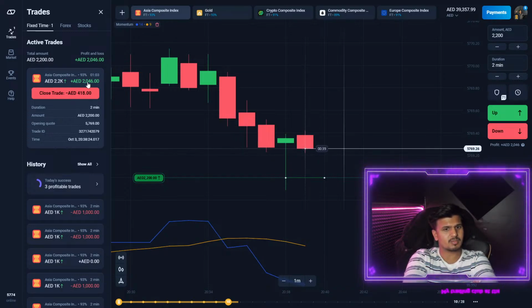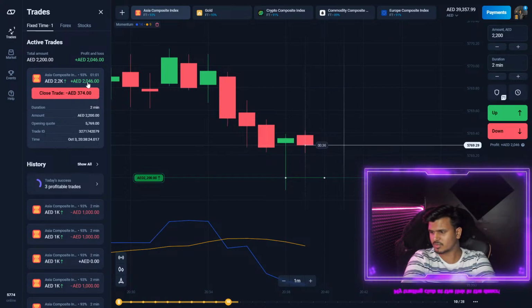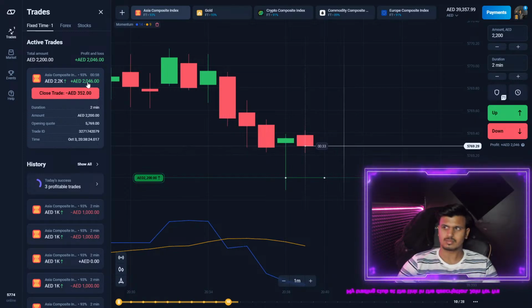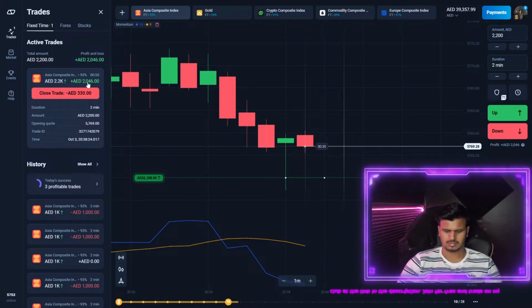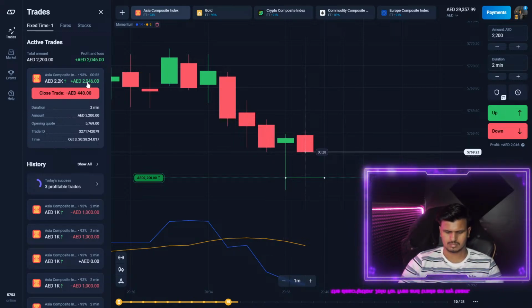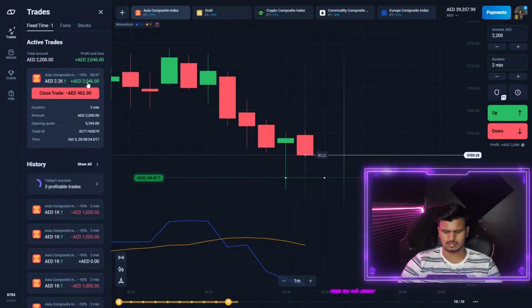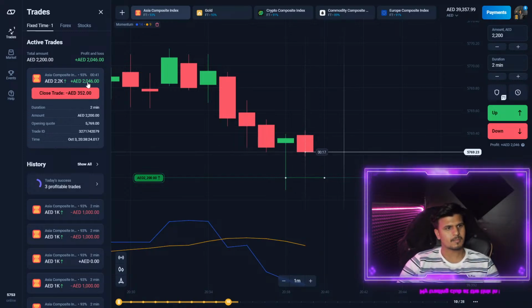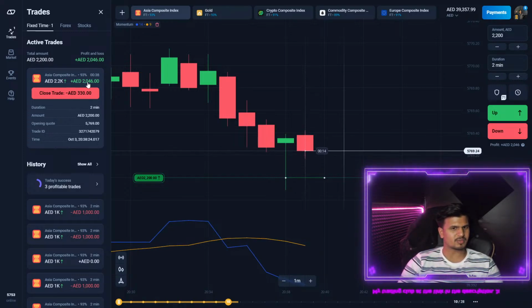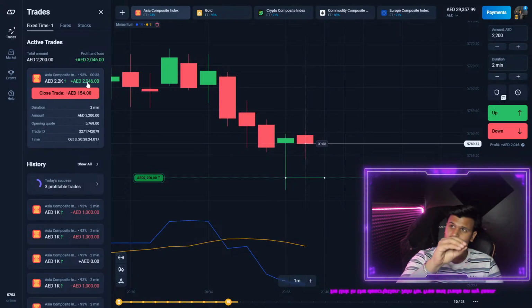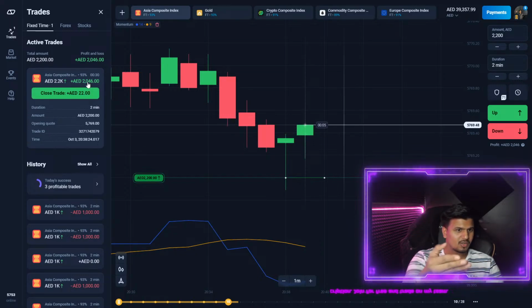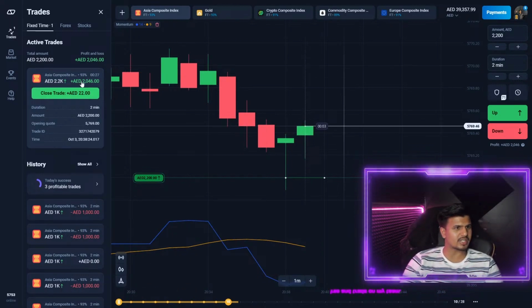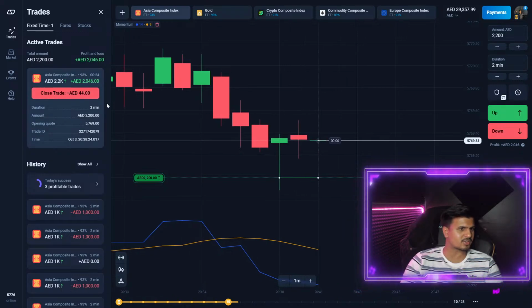Now this is going to be profitable. Just 1 minute left. Let's wait. Forty seconds remaining. What do you think, guys? Will it come to the downside, or will it move to the upside, or will it just remain at the same position as it is right now? Well, it changed direction. Now it's moving to the upper side. As you can see, now we are getting a profit of 44 dirham.